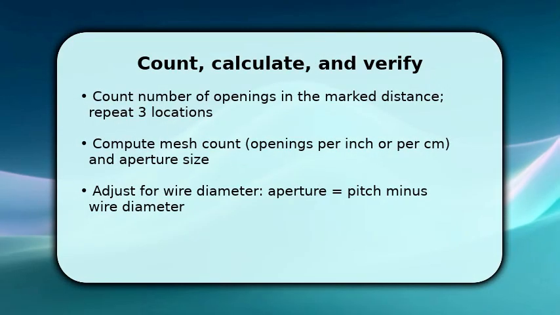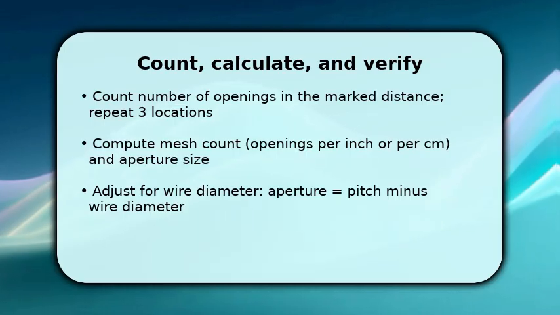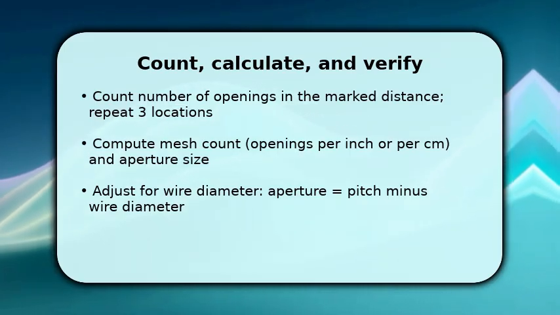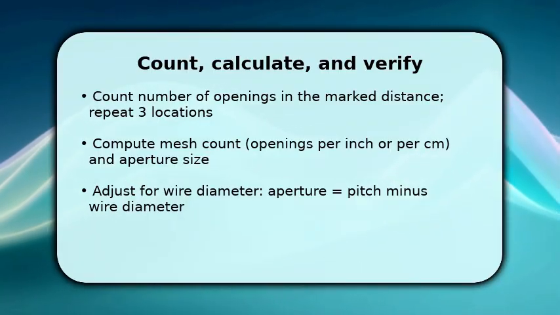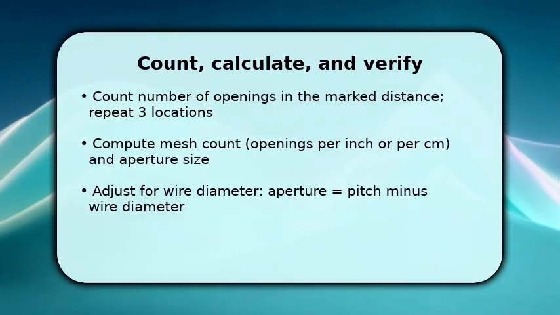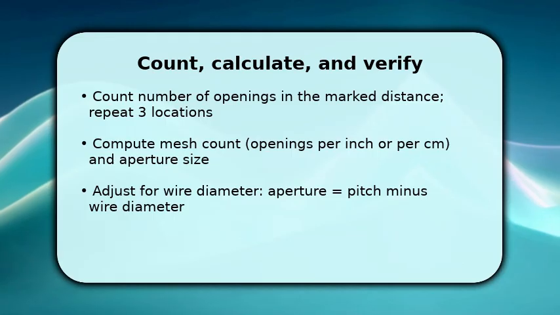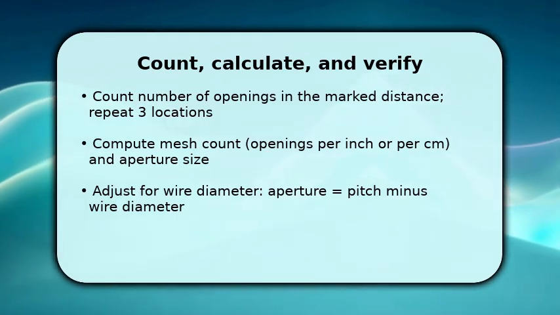You now perform the core measurement. Count the openings across the chosen distance at 3 separate locations. Once done, average the counts to reduce random error. Convert that average to standard units, openings per inch or per centimeter for mesh count. Then calculate aperture by measuring pitch, center-center spacing, and subtracting wire diameter. This gives the clear opening.